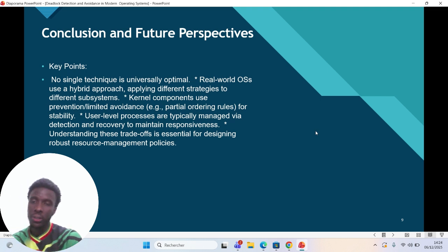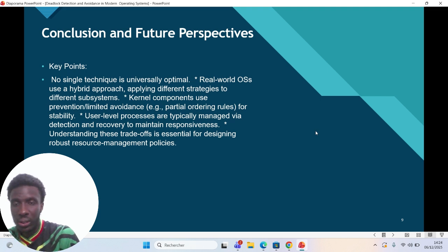So for the conclusion, there is one thing we should know: no single technique is universally optimal. You can use a hybrid approach, applying different strategies to different subsystems, and this trade-off is essential for designing robust resource management policies.